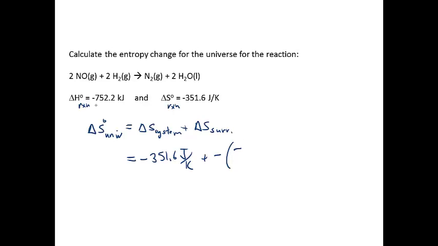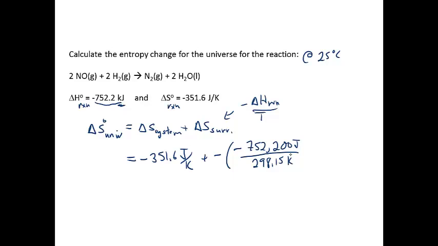Now, there's something important to watch here. This is 752.2 kilojoules per mole, so we have to change that to joules. So it's negative the delta H for the reaction divided by the temperature. So we're taking negative delta H, so it's 752,200 joules. Oh, and I forgot to say what temperature this is at. Let's say this is at 25 degrees Celsius, so that's going to be 298.15 Kelvin. So we're going to have minus 351.6 joules per Kelvin for the system. And then this is going to be plus a negative negative, so that's going to be plus.